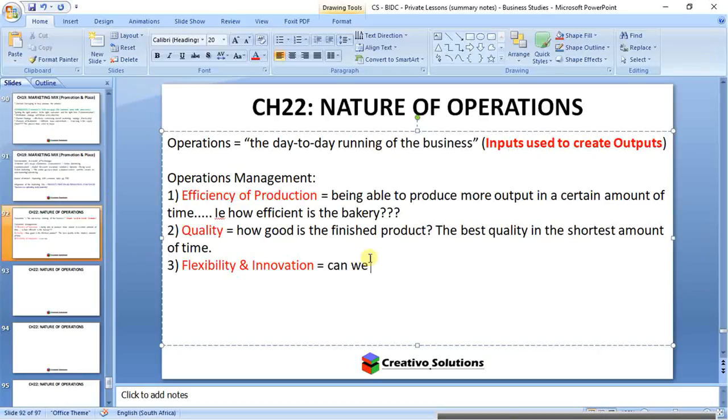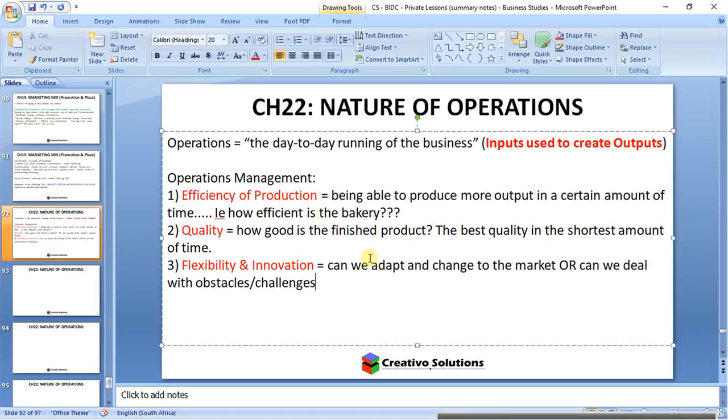Can we adapt and change to the market, or can we deal with obstacles and challenges? Because that's going to happen. All businesses have them. Flexibility and innovation means, well, flexibility, can we adapt? Can we be flexible, or are we very rigid? For example, are we set in our ways, where we can't actually change? Change is good, so we need to have a level of flexibility, being able to adapt.